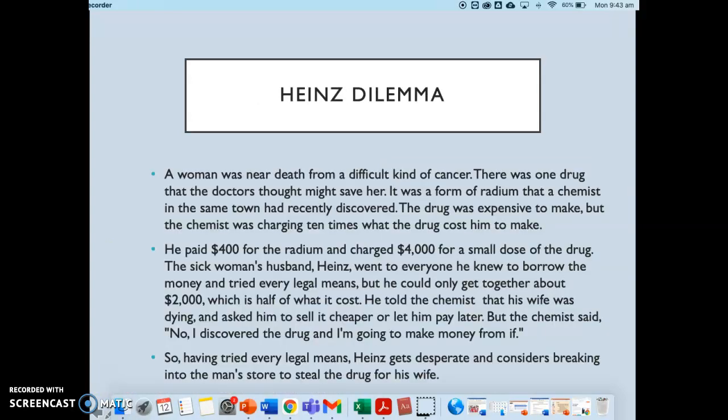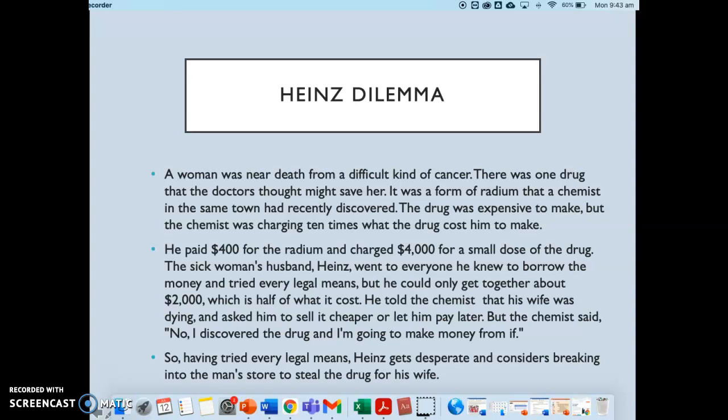The Heinz dilemma is one of the most famous scenarios used when discussing Kohlberg's theory of moral development. Essentially, the dilemma is that a man, Heinz, has a wife who is dying of cancer. There's a drug that can cure her, but it's too expensive for him to afford. He's borrowed as much money as he can, and he still can't afford to buy the medicine. So, what should Heinz do?